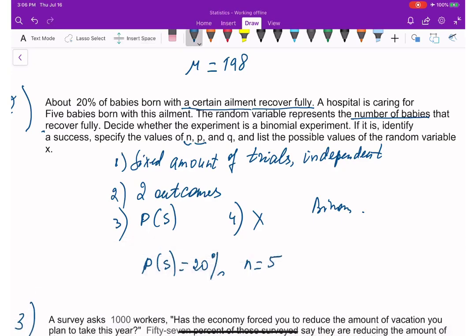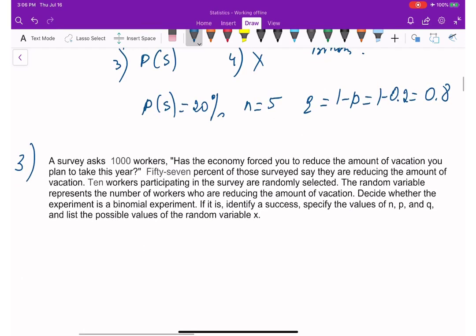Carrying 5 babies. Okay, we got that one also. Here it is, 20. What else we need to find? Q. Q is very easy because if we have P, Q is going to be equal to 1 minus P, right? So it's going to be 1 minus 0.2, which is equal to 0.8. All right, next one.